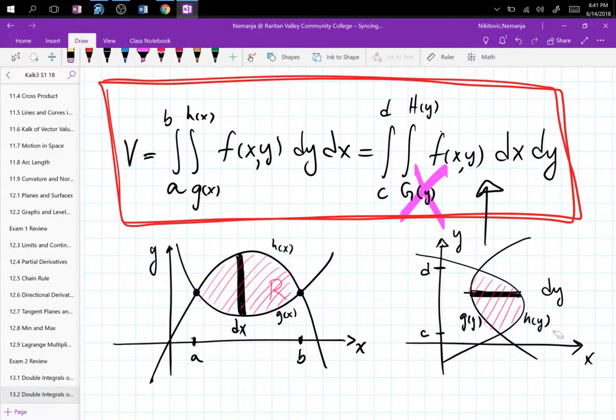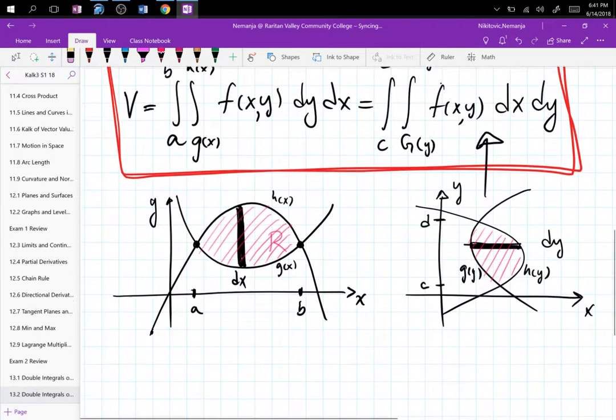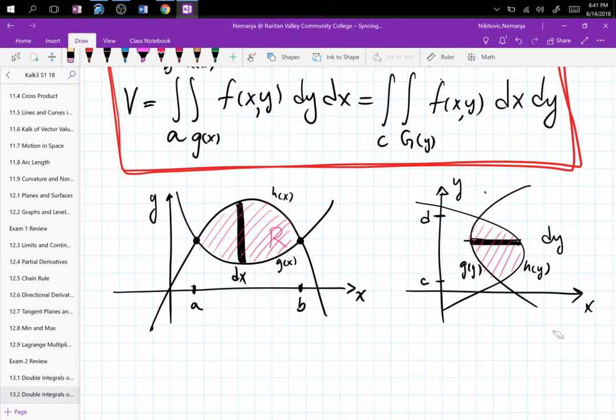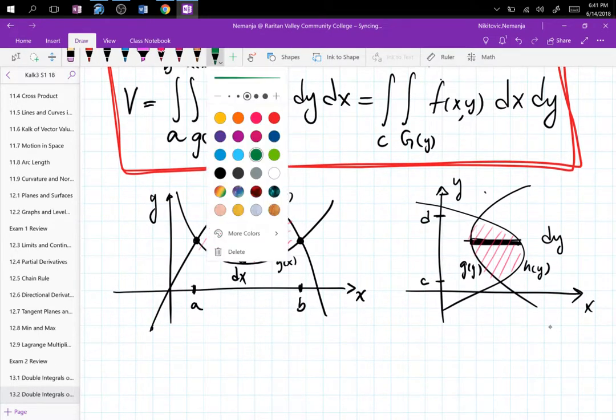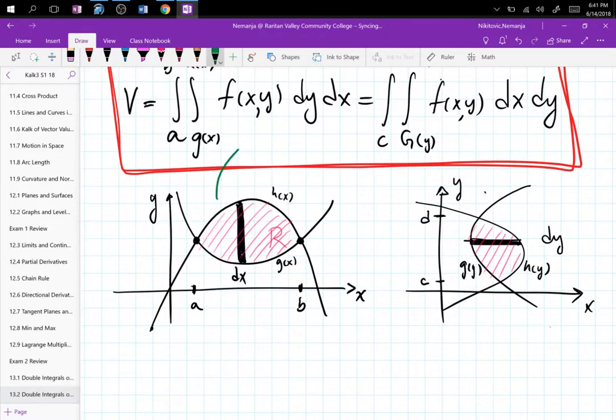Now this is tiring to erase. There we go. So that's the way we set up these integrals. And then a lot of this will depend on the situation you have. So this is where the design kicks in and you figure things out.